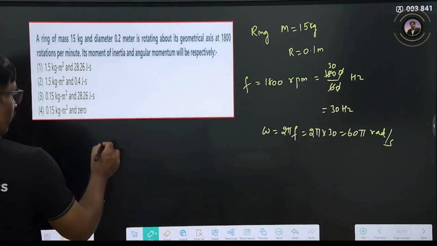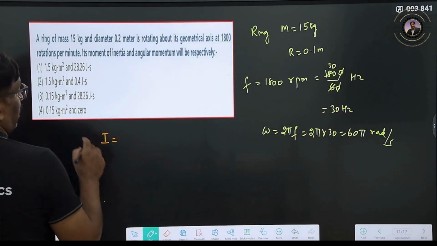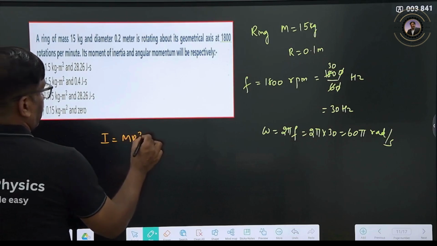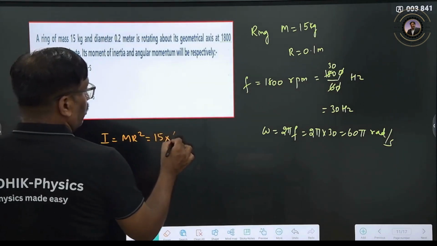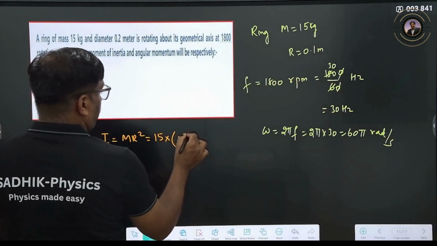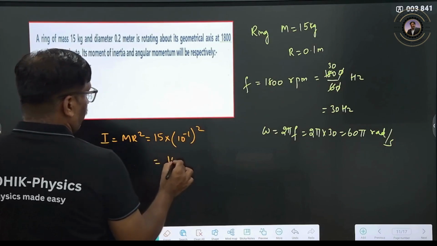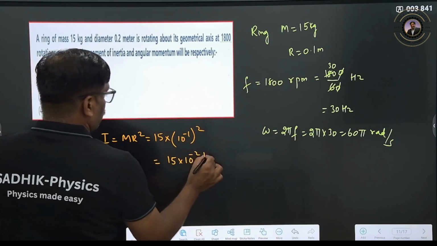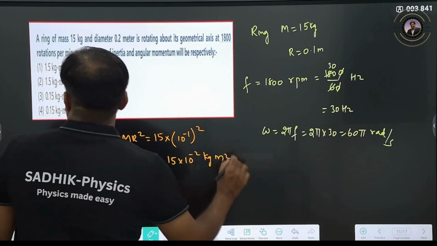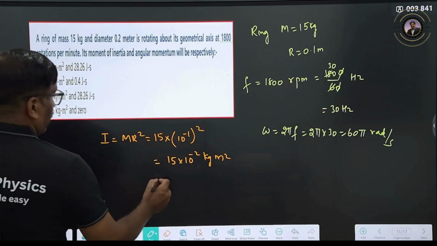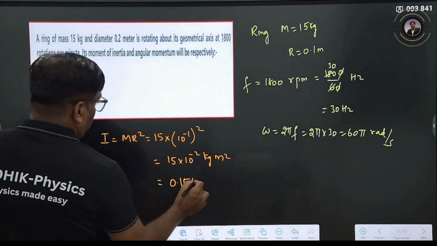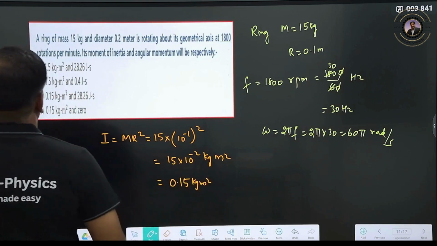What is the moment of inertia? The moment of inertia of the ring is nothing but mr square. Clear? What is the mass? 15 into 10 to the power of minus 1 whole square, therefore 15 into 10 to the power of minus 2 kg meter square. 15 into 10 to the power of minus 2 means you can write 0.15 kg meter square.